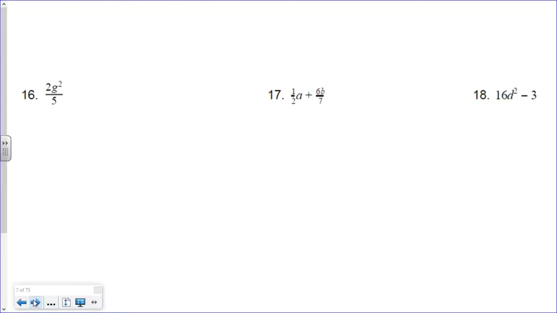All right, one more row of these. What do you think for number 16? Translate it. Don't be scared off by that division sign.